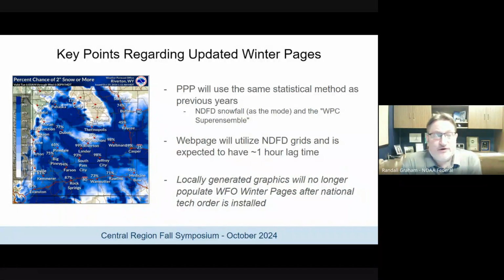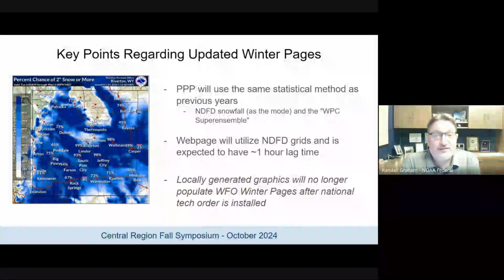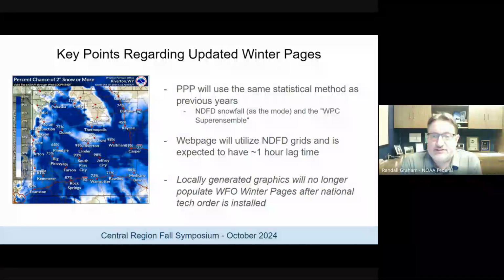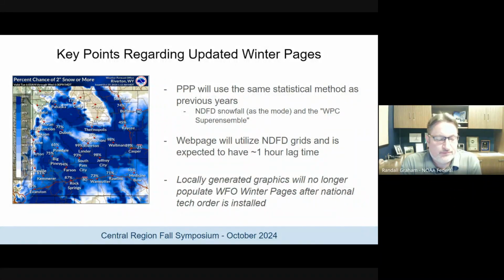Other key points regarding the updated pages: the PPP is going to use the same statistical method as previous years. That is, it is going to use your grids, the NDFD grids, as the mode of the distribution, and then it's going to create a binormal distribution based on your official grids. There was talk about switching to a different way of calculating that, but that's been postponed for this year. So it'll be business as usual as far as the statistical method for creating the distribution.